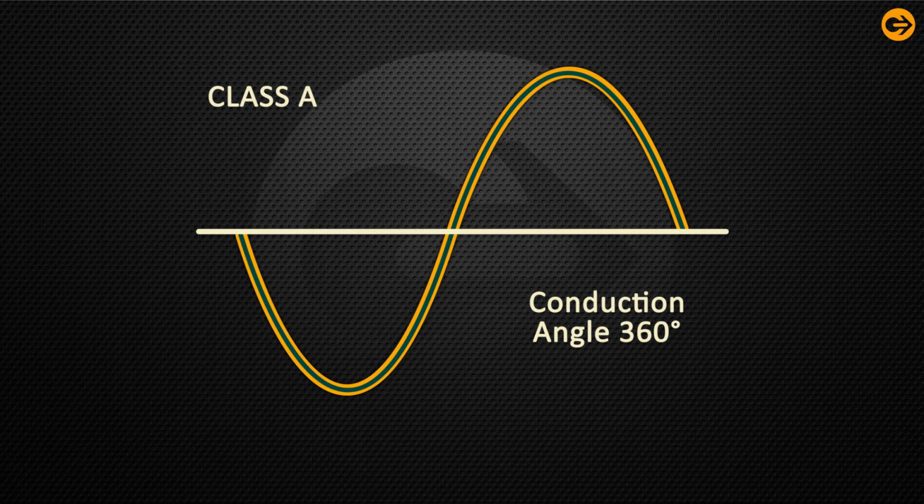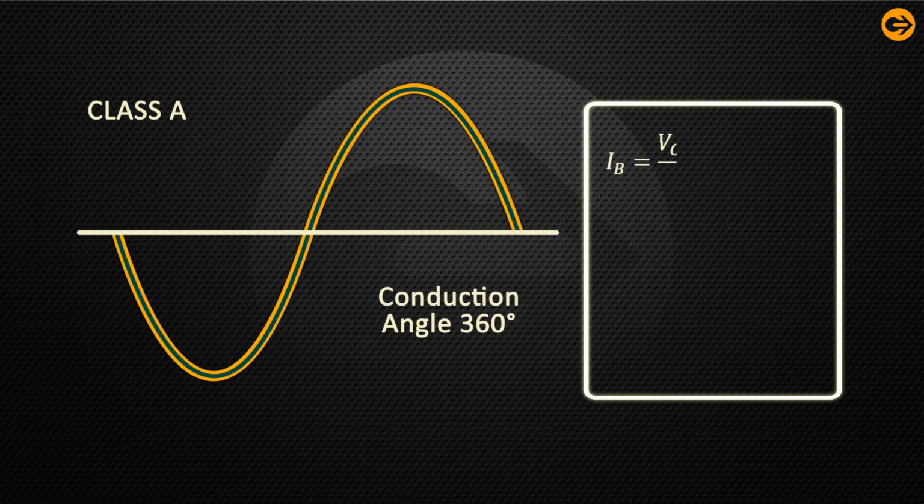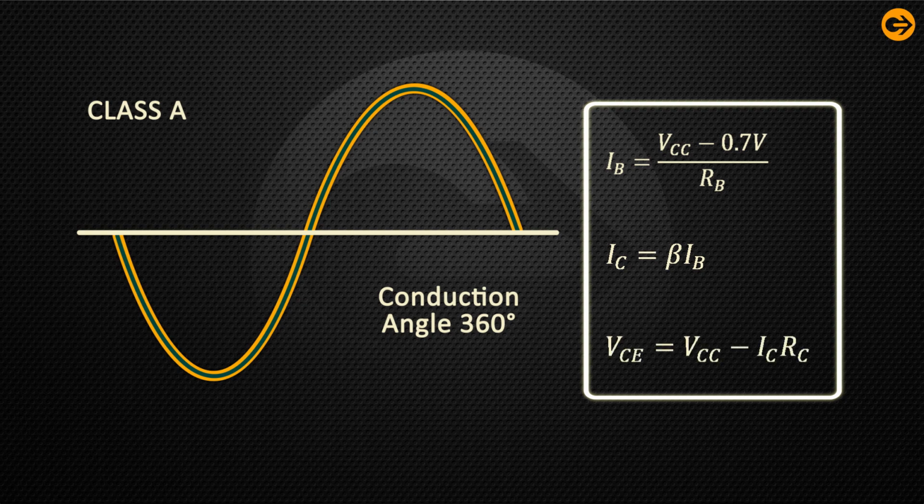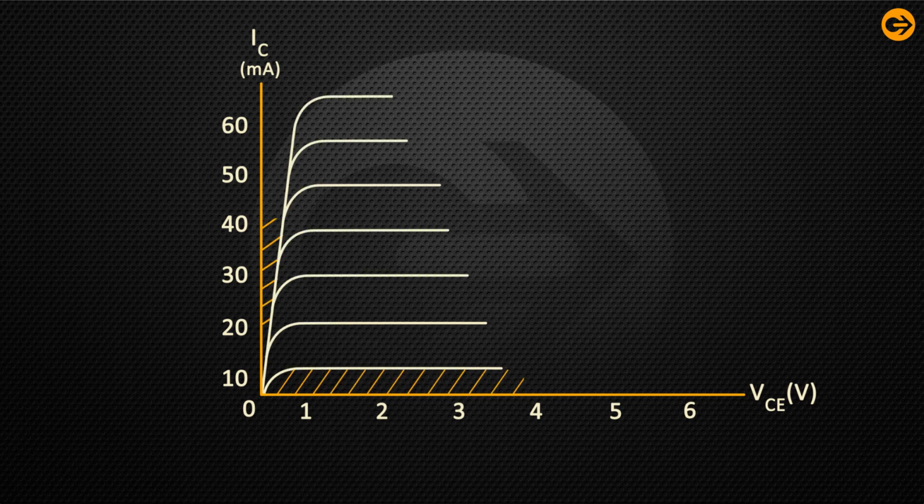The DC bias is set by VCC and RB, which fixes the DC bias current IB equal to (VCC minus 0.7 volt) by RB, that is equation 1, with the collector current then being IC equal to beta IB, and this is equation 2. With the collector emitter voltage VCE equal to VCC minus IC RC, this is equation 3. The output collector characteristics in this DC bias configuration is displayed.